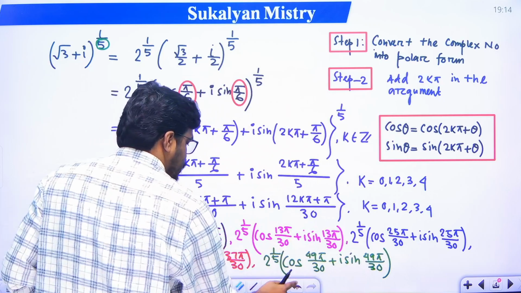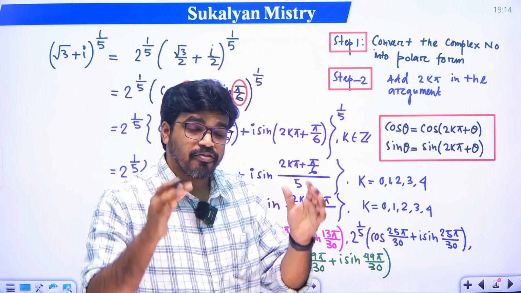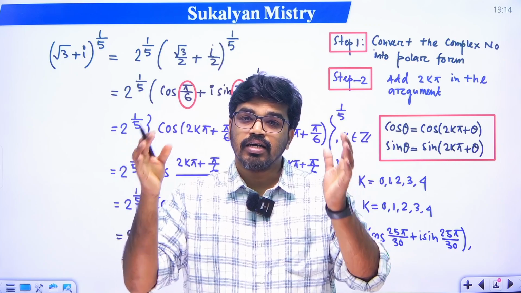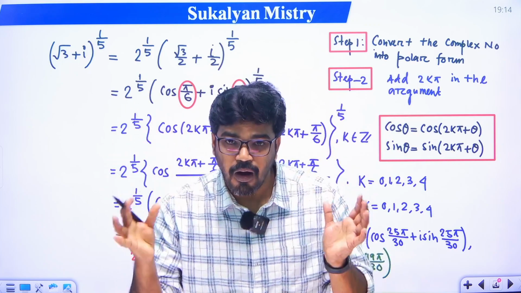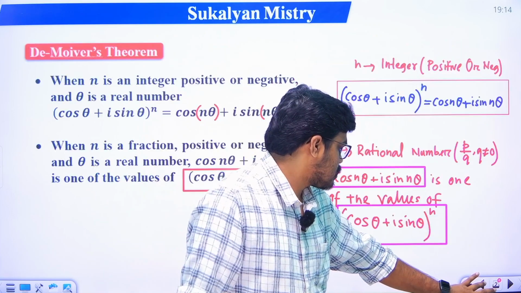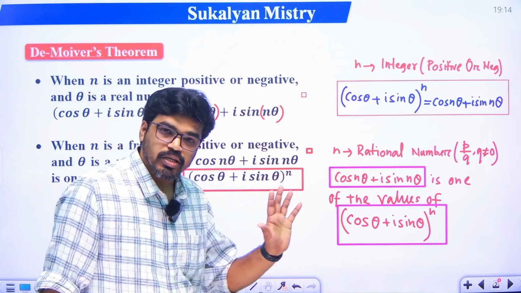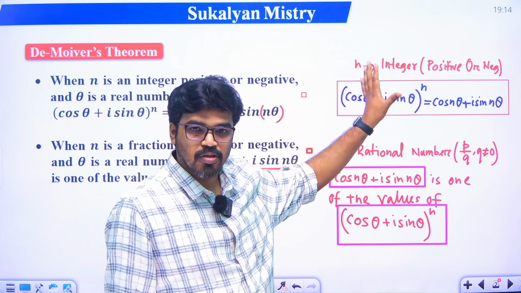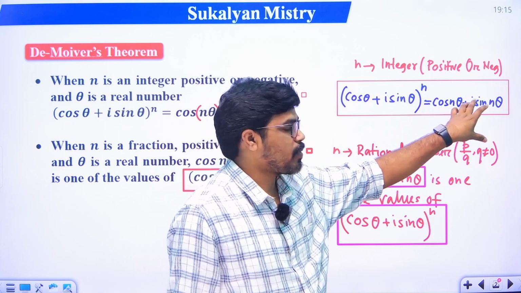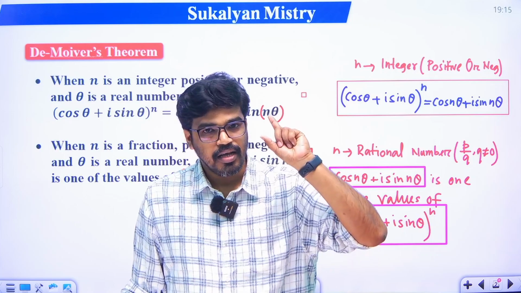Okay, so this cos n theta, if n is a fraction, then cos n theta plus I sin n theta is one of the values of cos theta plus I sin theta whole to the power n. This is de Moivre's theorem. So if n is an integer, then cos theta plus I sin theta whole to the power n will be cos n theta plus I sin n theta.